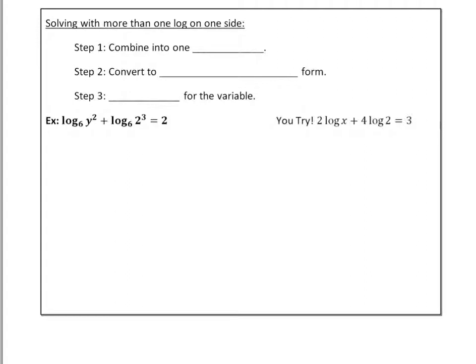Now, what happens when there's not just one log on a side? There's more than one. Well, the first thing you're going to do is you're going to combine it to one single log. So if the logs are being added, that means we can multiply the pieces. If they're being subtracted, we can divide. All of those rules that we learned earlier. And then we're going to convert to exponential form. And then, of course, solve for the variable.